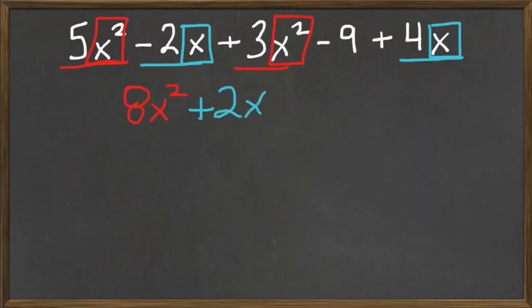And lastly, we're just left with a number all by itself without an x, and it doesn't have any like terms, so we just bring that down. We get negative 9.